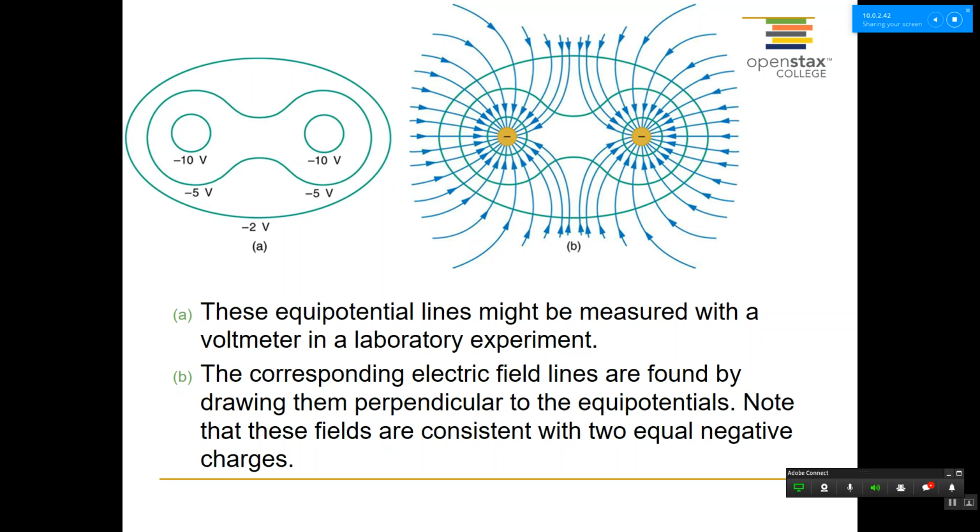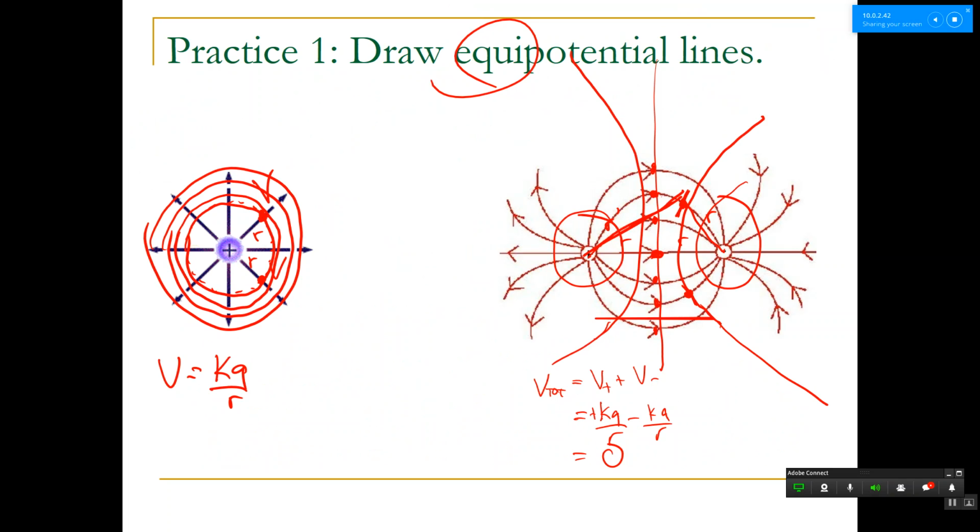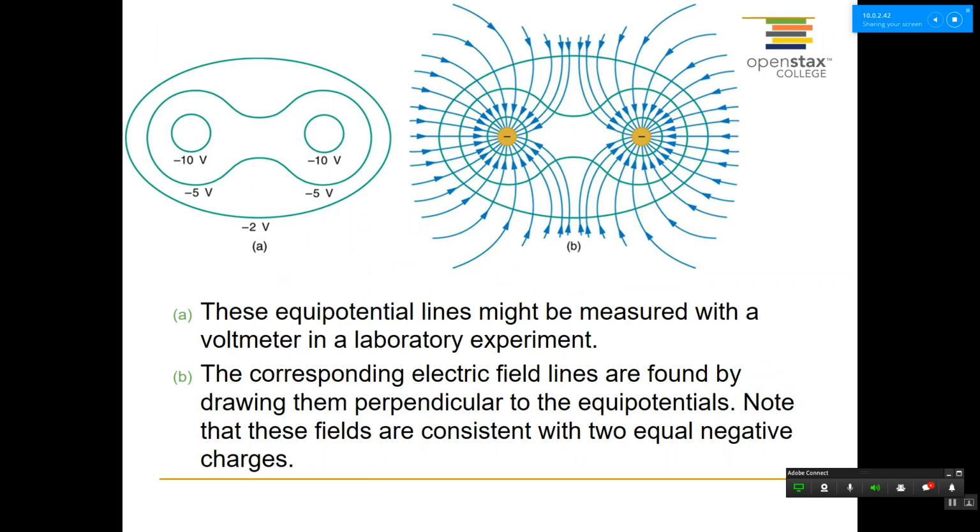The work that we can do could be done backwards. What we just did in this example is we had the electric field lines and we worked our way to equipotential lines, but it's true the other way around too. If I had equipotential lines, I can work forward to get the electric field lines.